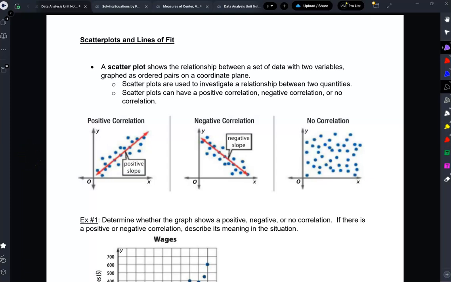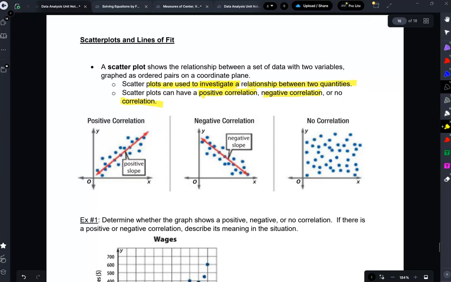Okay, so a scatter plot shows the relationship between a set of data that has two variables, right? So, for example, it could be like time and, I don't know, infection rate, whatever. It could be anything. Now, scatter plots are used to investigate a relationship between two quantities. They can have a positive correlation, a negative correlation, or no correlation.